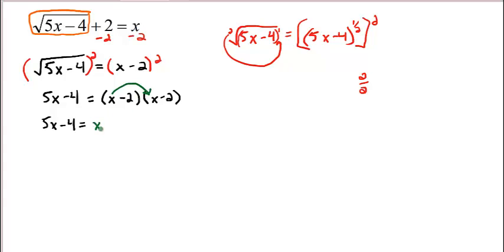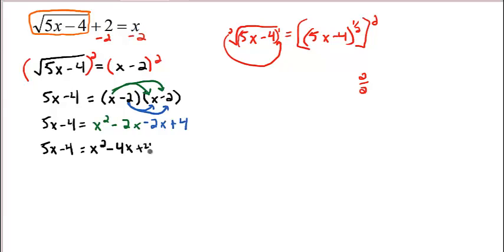So x times x is x squared, x times negative 2 is negative 2x. Now I've got this one, negative 2 times x is negative 2x, and then negative 2 times negative 2 is a positive 4. Let's go through and combine our two like terms in the middle. It's going to be 5x minus 4 equals x squared, and then in the middle it's going to be negative 4x plus 4, because negative 2x plus another negative 2x is going to be a negative 4x.